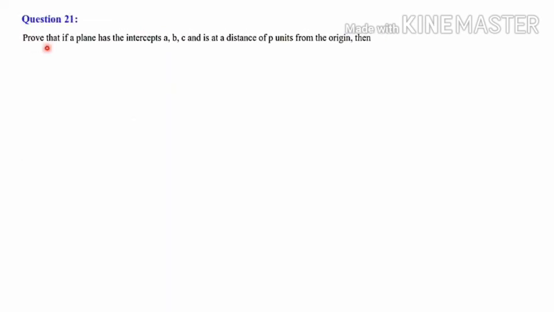Next we shall discuss question number 21. The question is, prove that if a plane has intercepts a, b and c and is at a distance of p units from the origin, then 1 by a square plus 1 by b square plus 1 by c square is equal to 1 by p square. So just go through the question once again.